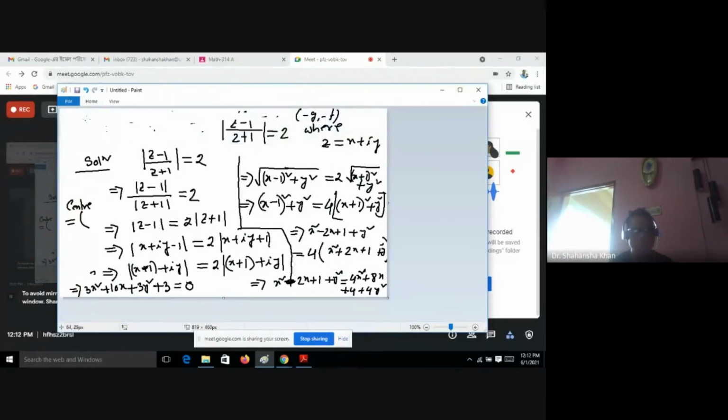The general form is x square plus y square plus 2gx plus 2fy plus c equal to 0. This is the general form of the circle. The center is equal to minus g, minus f, and the radius is the root over g square plus f square minus c. Rakib, are you clear now? This is the center, this is the radius. Then what is the center? Option, what is the center now?